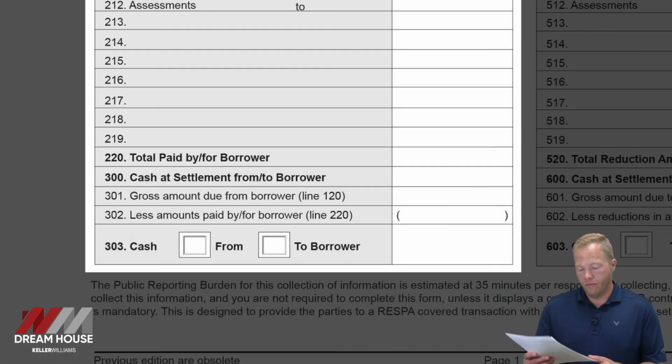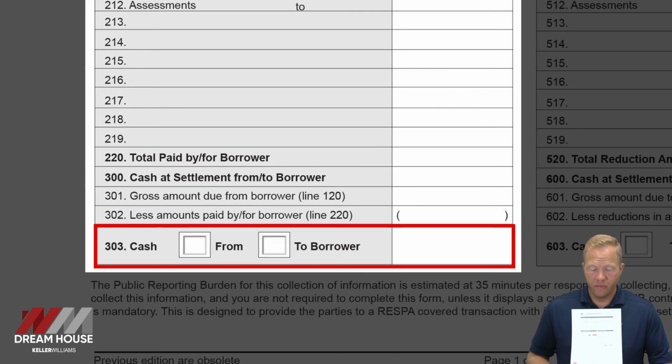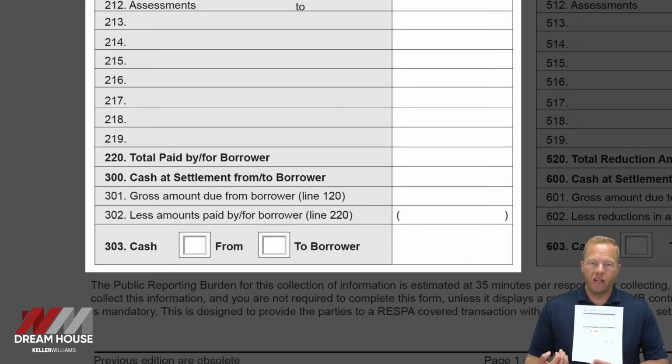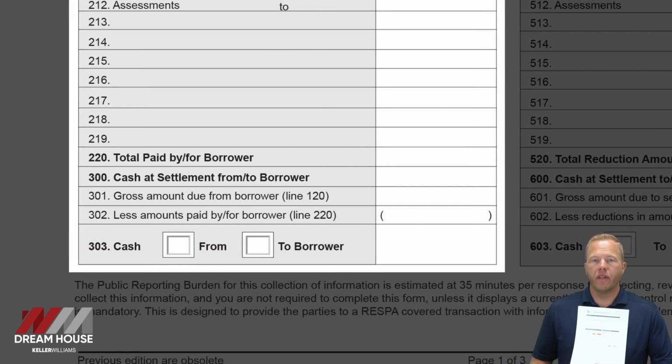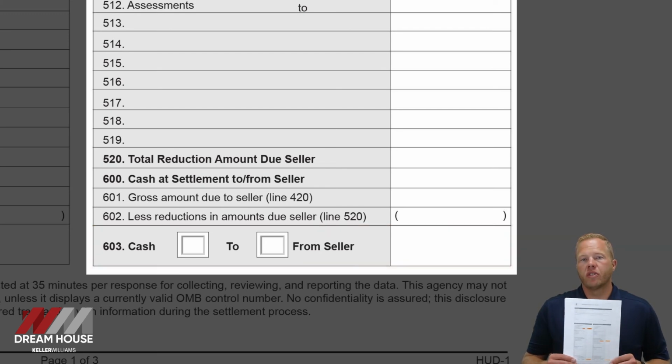So that's how you read a HUD-1. Really, the boxes that you want to pay particularly close attention to are going to be this bottom line. And as for us, it's always the bottom line. Line 303, to or from borrower. If you're the buyer of that property, are you bringing this cash to the table or walking away with it? As the seller, are you bringing cash? Are you upside down in your home? Do you have to write a check to sell your house? Or are you getting a check at the end? Those are the lines to pay particularly close attention to.